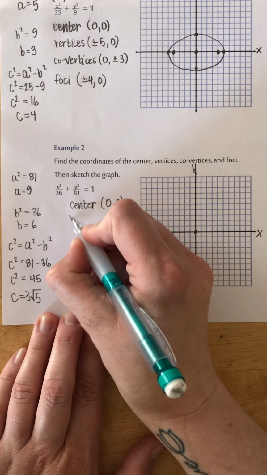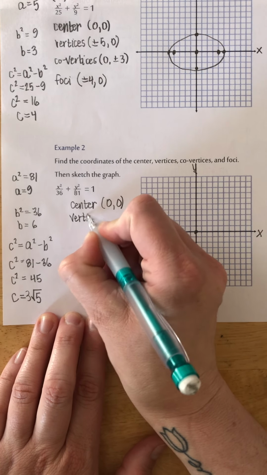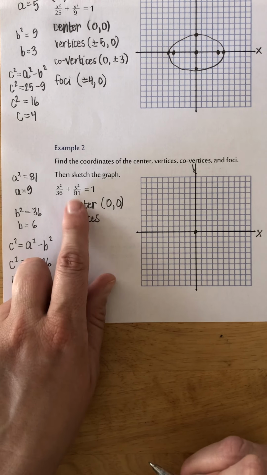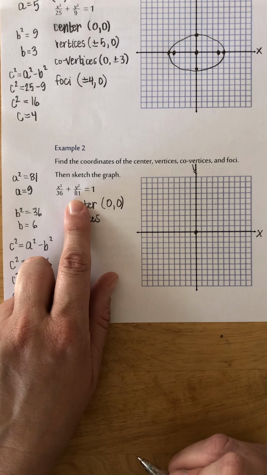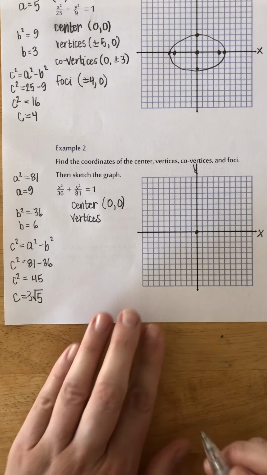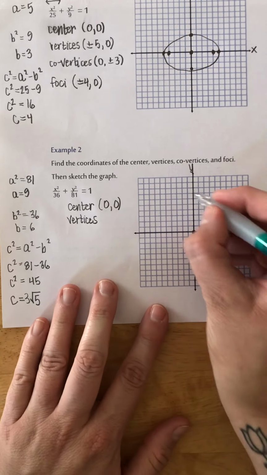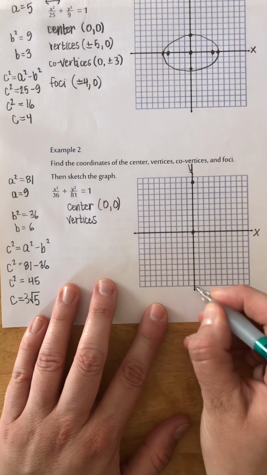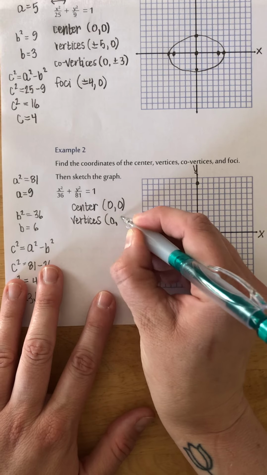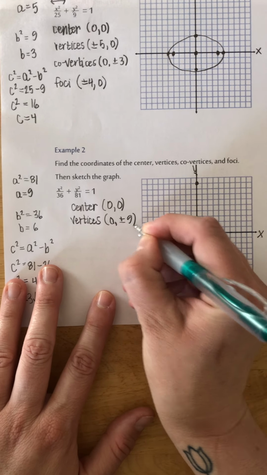All right, vertices. Vertices come from knowing what the A is, and that came from looking underneath the variable of y. So that means we're going to be going up and down this time. And so A is 9. So I'm going to go up 9 and down 9. So my vertices are 0, comma, plus or minus 9.